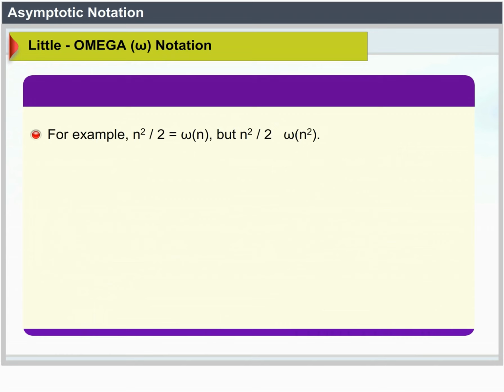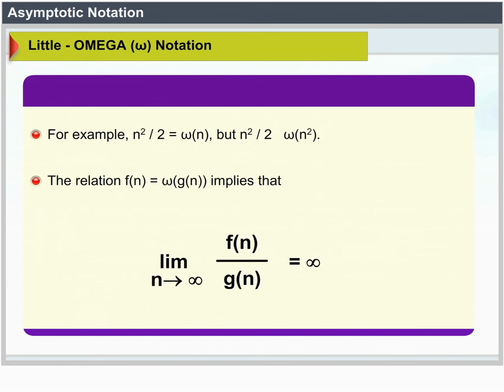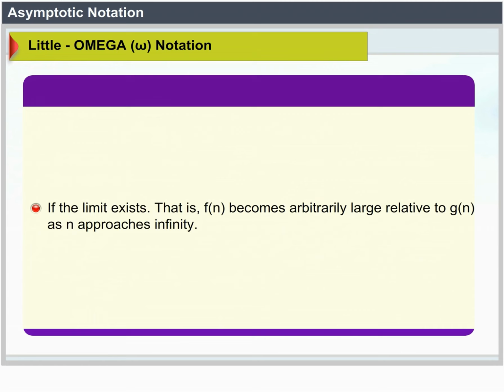For example, n squared by 2 equals little omega of n, but n squared by 2 does not equal little omega of n square. The relation f of n equals little omega of g of n implies that the limit as n approaches infinity of f of n over g of n equals infinity, if the limit exists. That is, f of n becomes arbitrarily large relative to g of n as n approaches infinity.